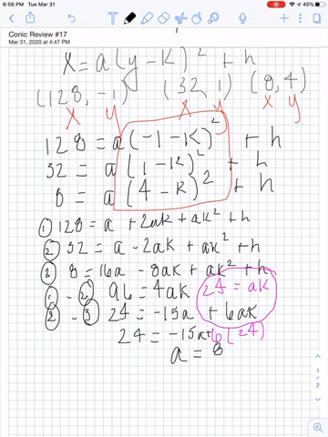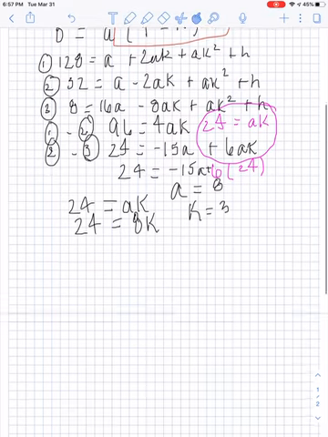So if a is 8, and I know that 24 equals ak, and a is 8, then k is 3. Okay, and thank goodness, you're almost finished.